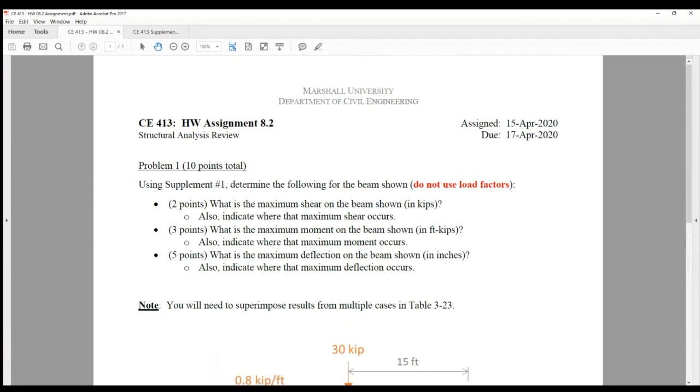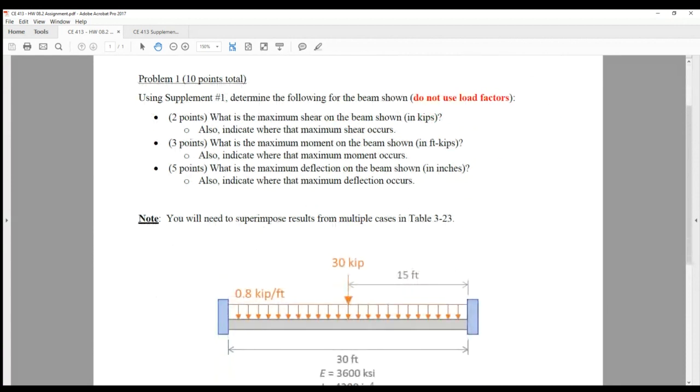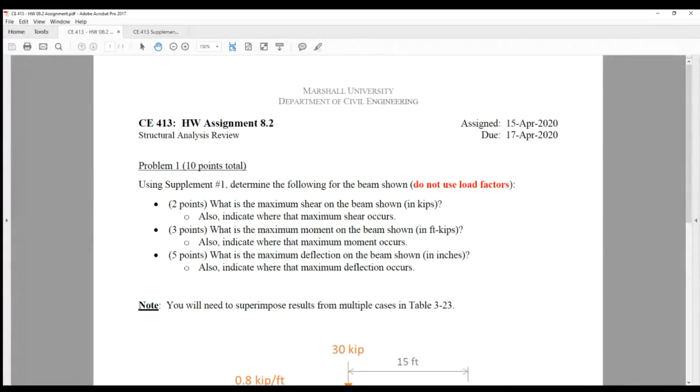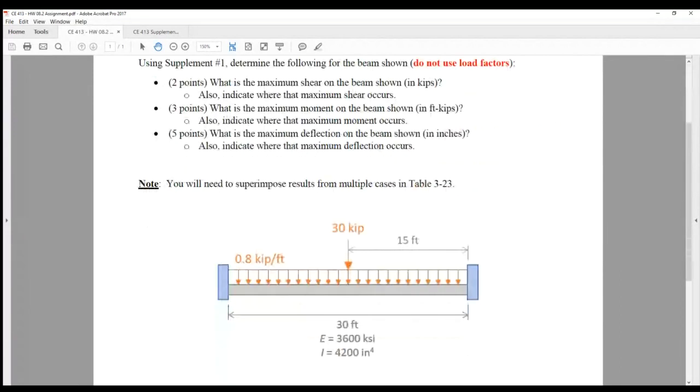So you're going to have like two cases from supplement 1. I have table 3-23. I actually meant supplement 1. I'll update that on Blackboard. Table 3-23 is what we've been using in steel design. So you're going to have multiple cases from supplement 1. You're going to have one for the distributed load and one for the point load, and you're going to need to add those results up, okay?